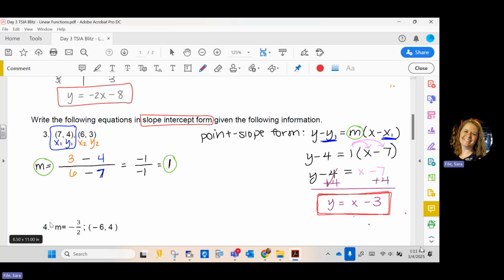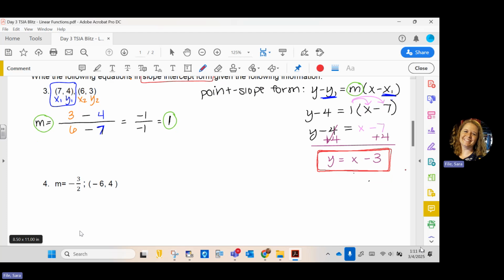This one is very similar. They want slope-intercept form, but we're given a point and a slope. Point slope form is what we're going to have to start with. Now this one's going to go a little quicker because we don't have to find the slope like we did in number 3. They give us the slope. Okay, so I'm ready to jump straight into point slope form.